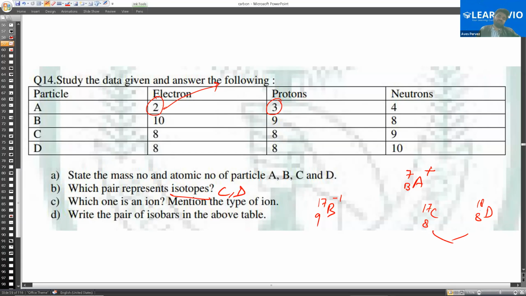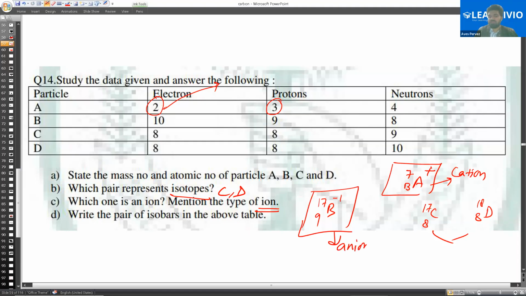Mention the one that is an ion and mention the type of ion. Which is an ion? This one. It is an ion because it is carrying charge. What is the name given to the positively charged ions? Cation. And what is the name given to the negatively charged? Anion. So cation and anion.